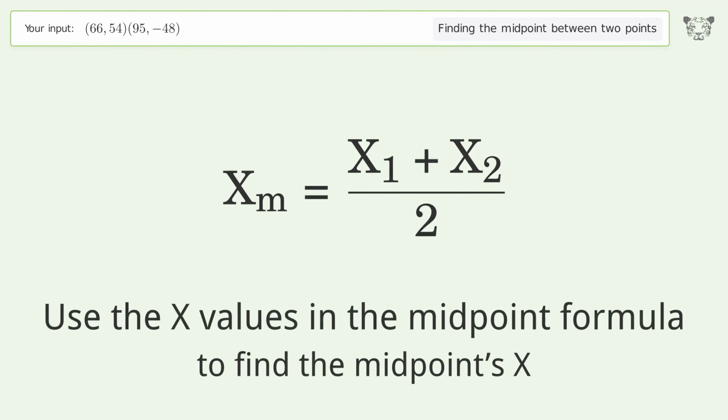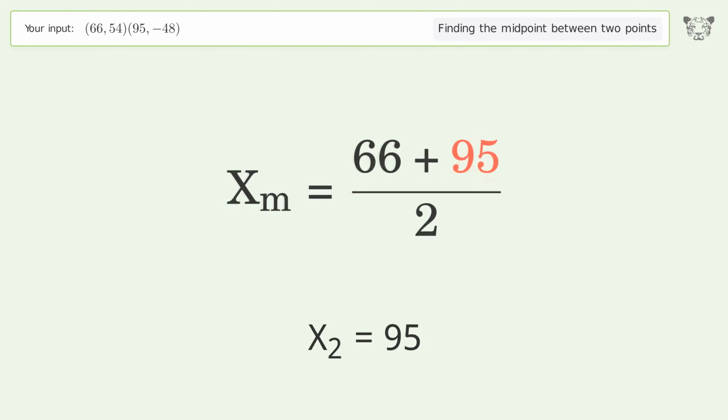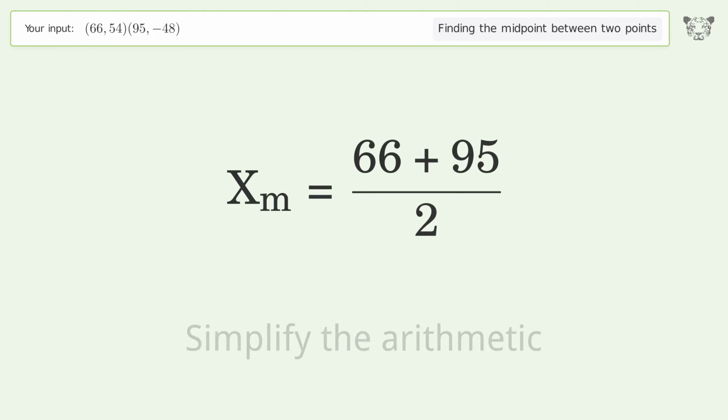Use the x values in the midpoint formula to find the midpoint's x. x1 equals 66. x2 equals 95. Simplify the arithmetic.